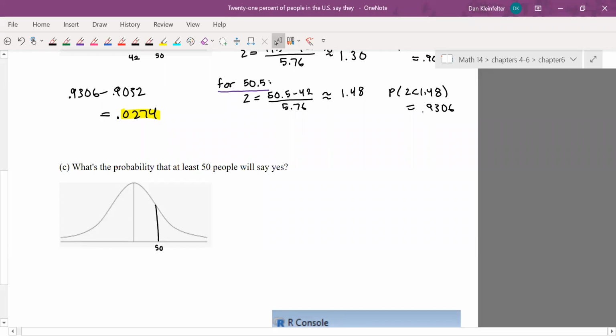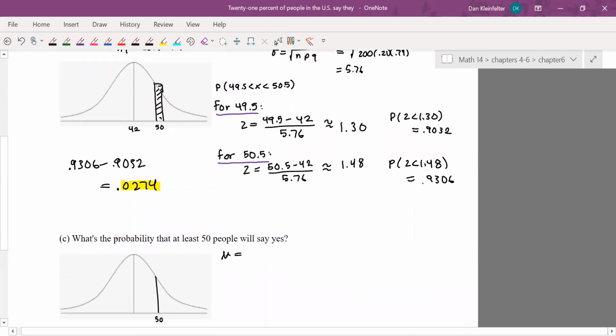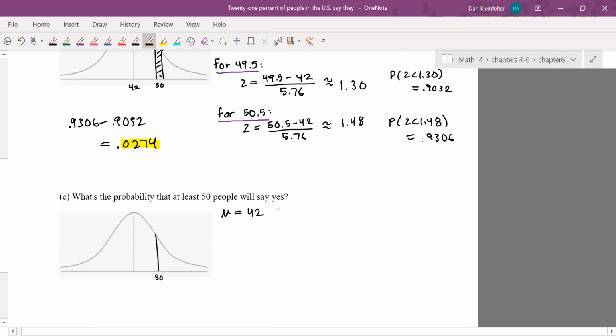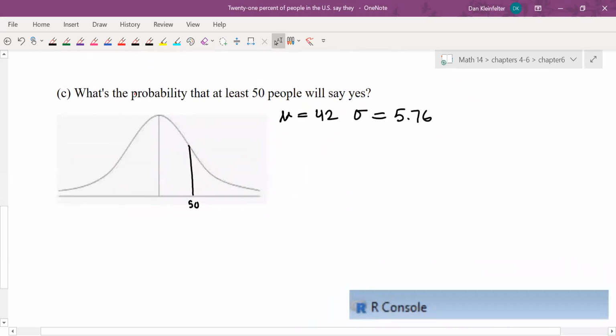And so here our normal approximation is going to be really helpful. Before we saw that our mean was 42 and our standard deviation was 5.76. So we don't have to figure out probabilities for 0, 1, 2, 3, 4, 5, 6, all the way up to 49 and add those. Instead, we're going to use the approximation. So if we want at least 50, that would be 50 or more.